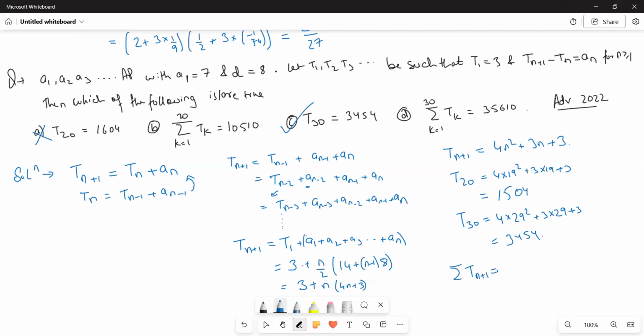So summation of T(n+1) would be 4 times summation n square plus 3 times summation n plus summation 3. Formula लगा दो: summation n square, n into n plus 1 into 2n plus 1 by 6, plus 3 summation n, so n into n plus 1 by 2, and a 3n.